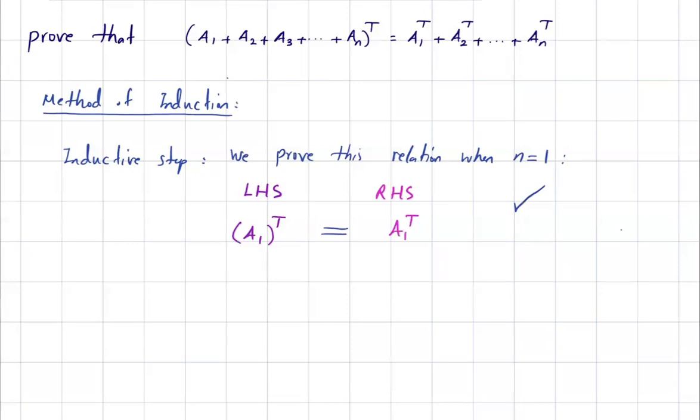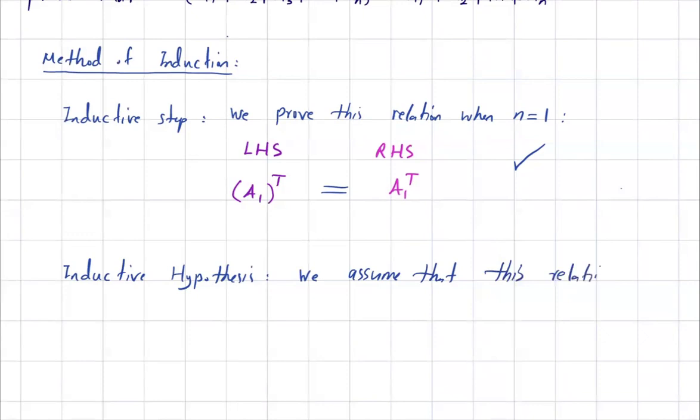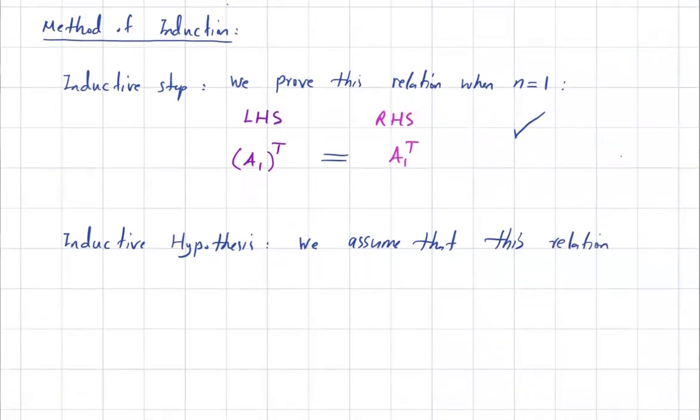We're moving to the hypothesis. In the inductive hypothesis, we assume that this relation is true for any k less than or equal to n, and we prove it for k plus 1.